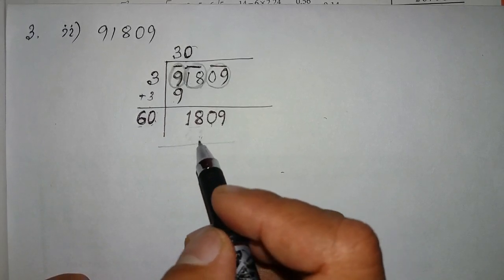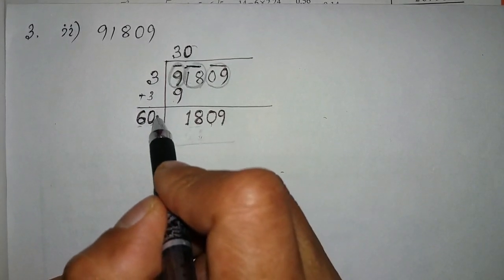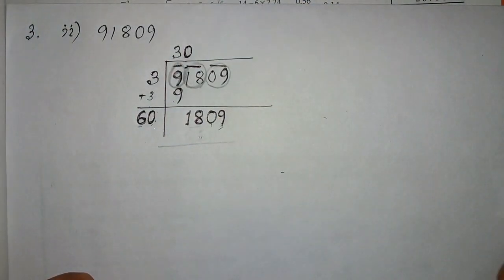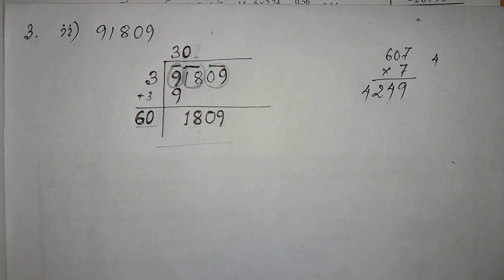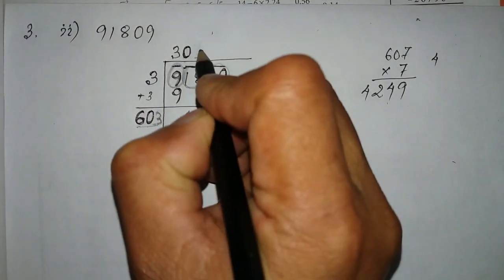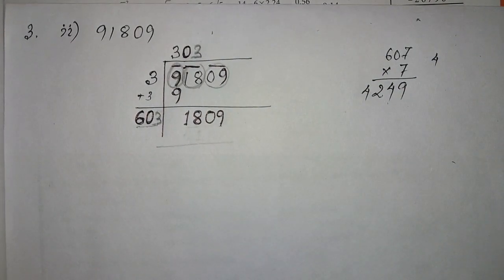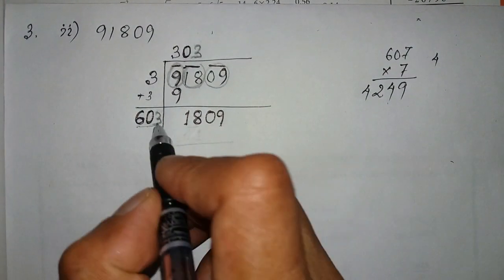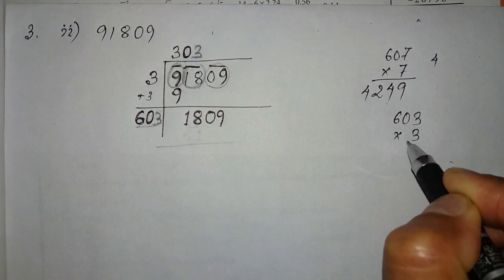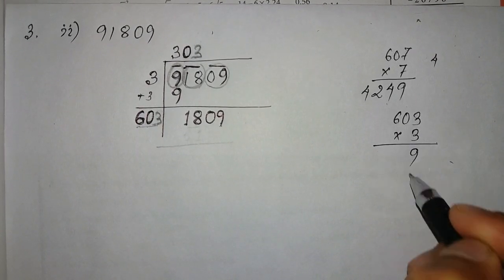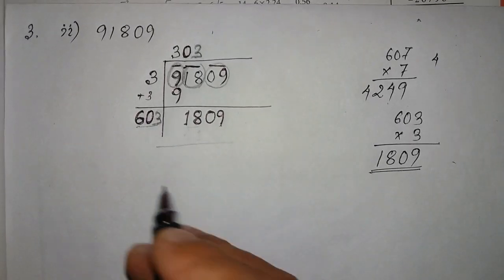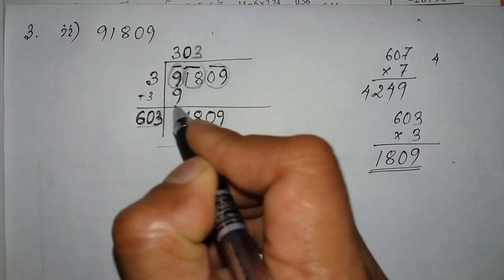Now next we have to think of a number to write here. Now the last digit is 9, so we will try with 3, because we know that 3 3s are 9. So here we have to get 9. So let's try with 3. Now 3 3s are 9. So we have to multiply 603 and 3. 3 3s are 9. 3 zeros are 0. 3 6s are 18. So we have here 1809. So 3 is the right number here.